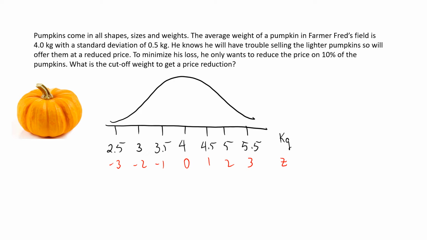Now the farmer knows he will have trouble selling the lighter pumpkins, so he will offer them at a reduced price to minimize his cost. He only wants to reduce the price on 10% of the pumpkins. So he wants to reduce the price on the lighter ones, so the bottom 10%. If I shade that, this will be 10%. Notice in this case, we're given the percentage, but we don't know what the weight of the pumpkins is. That's the unknown part, and that's what the question is. What is the cutoff weight to get this price reduction?